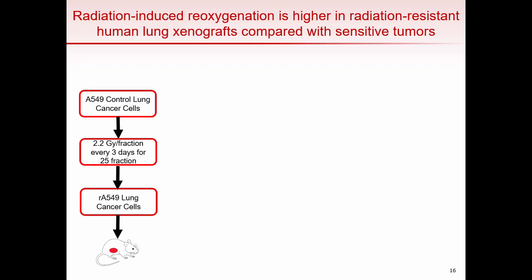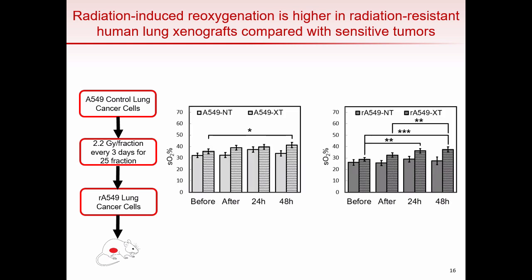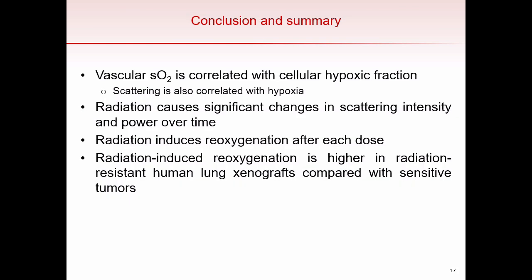Now, when we injected these cell lines into the animal model, what we saw was that in the radiation-sensitive parental cell line, the change in oxygen saturation is significantly different 48 hours after radiation, whereas in radiation-resistant tumors, this significant difference was seen at 24 hours and 48 hours after radiation.